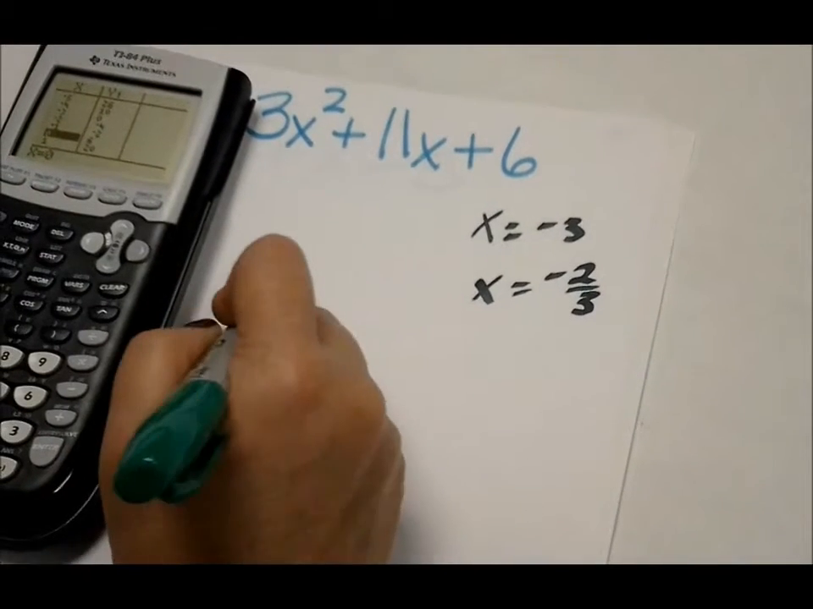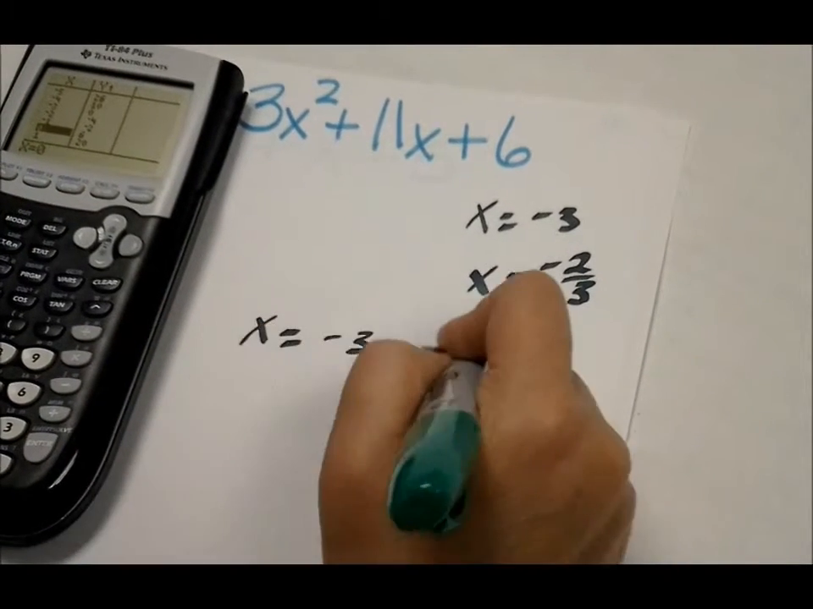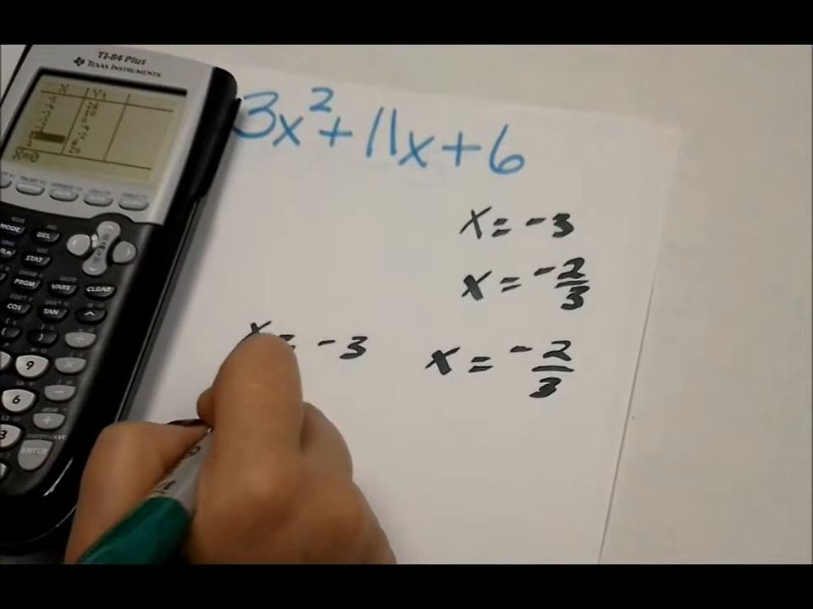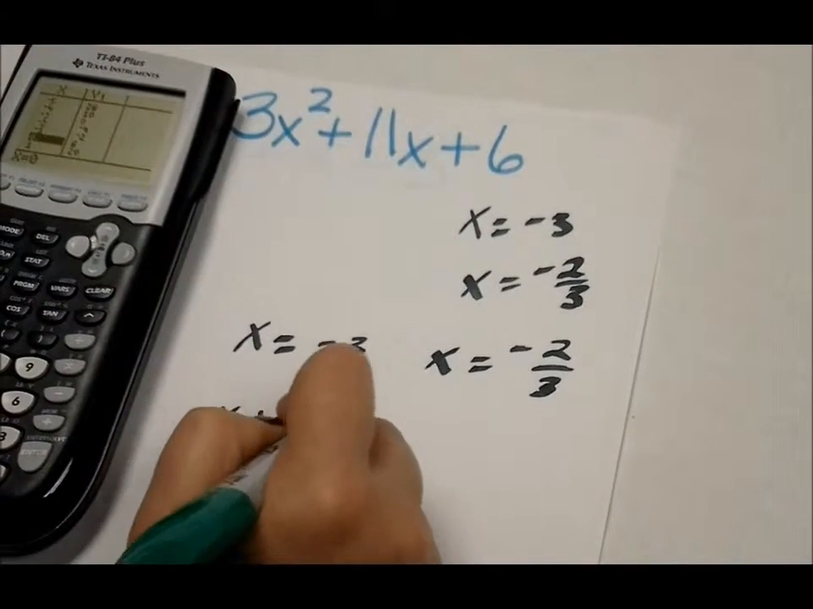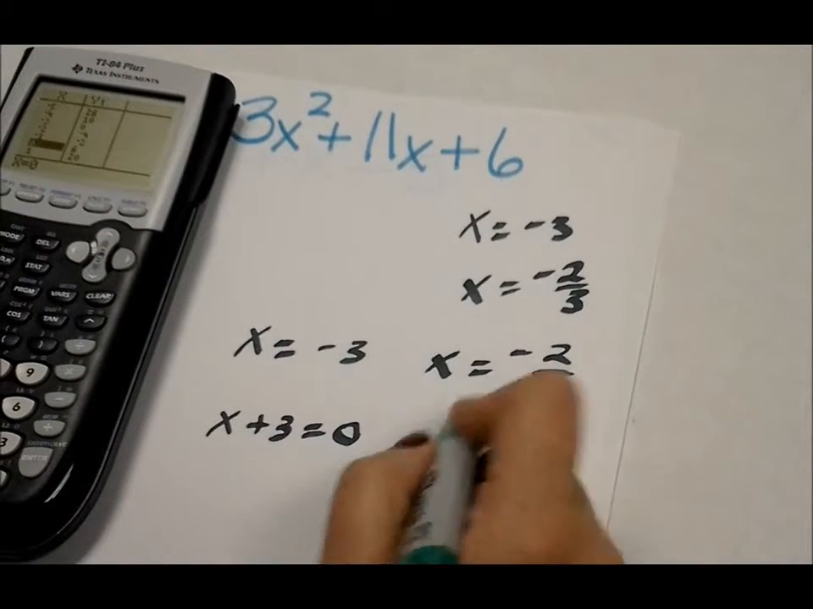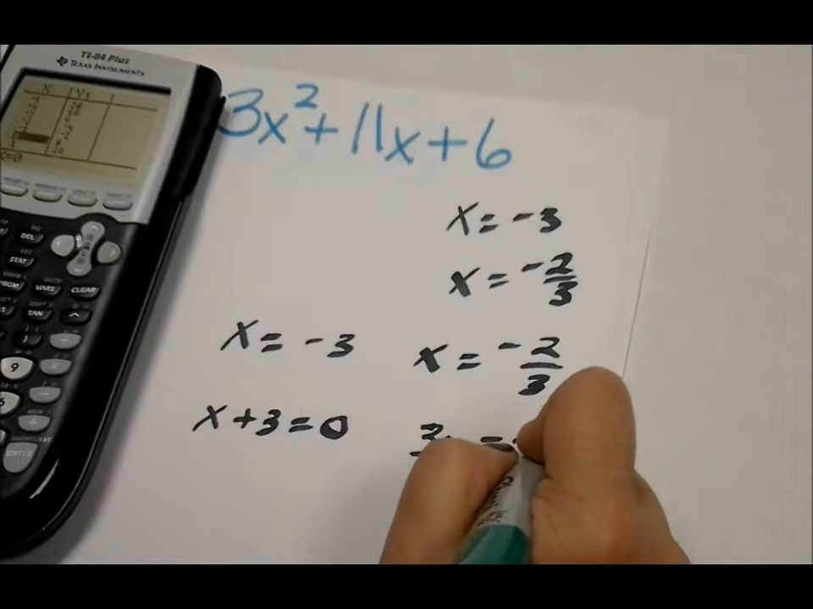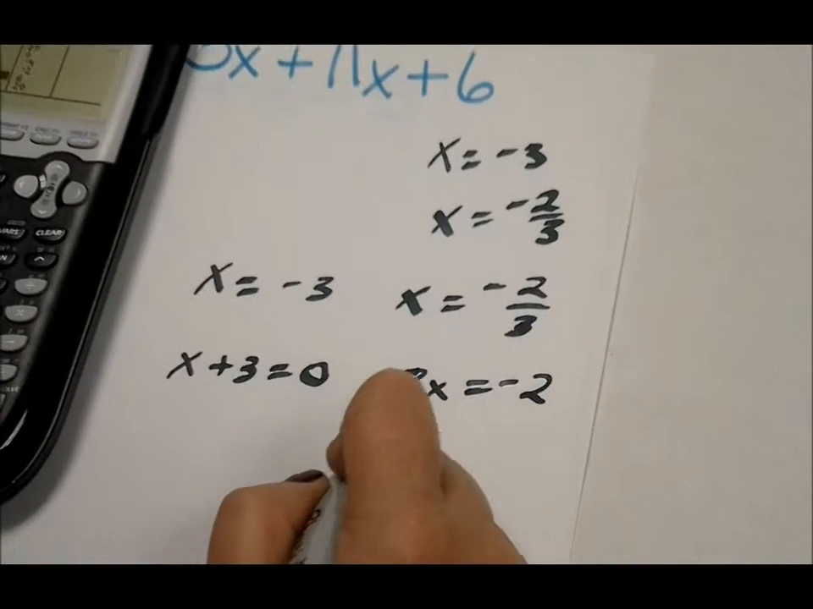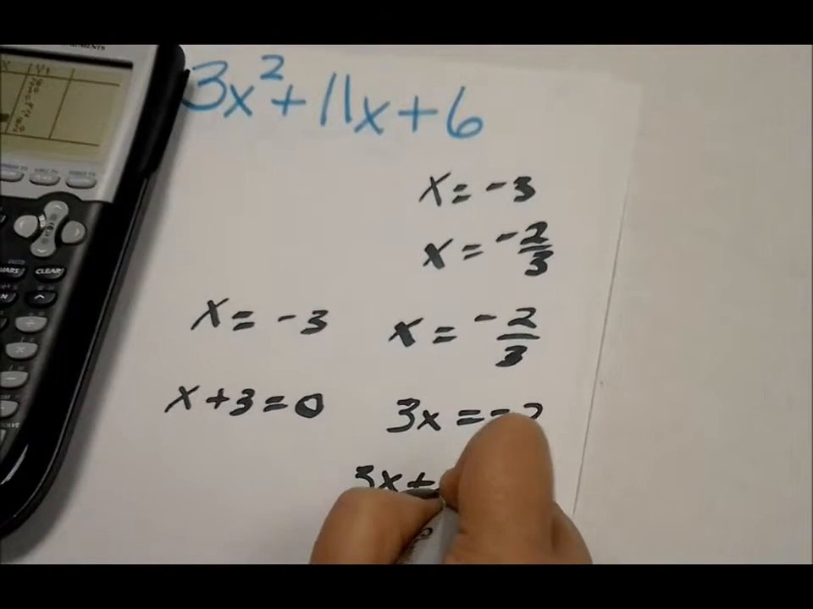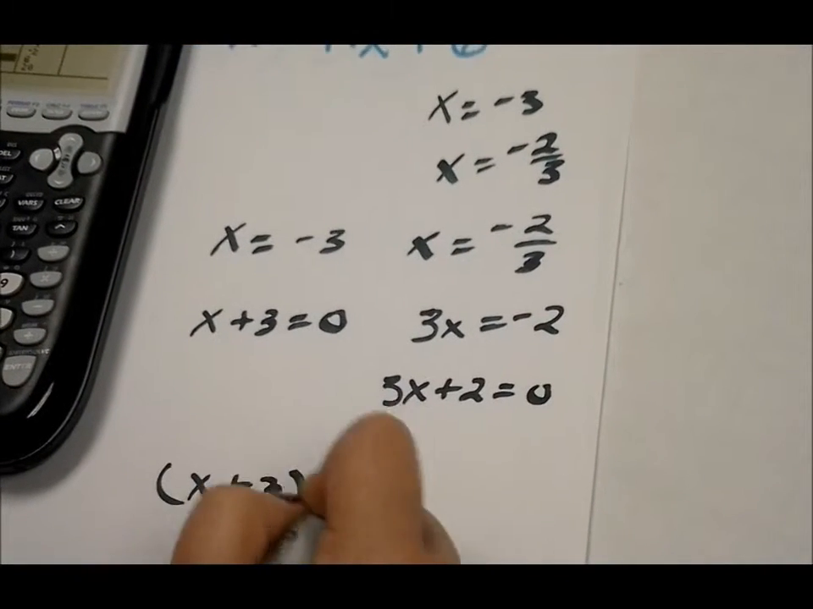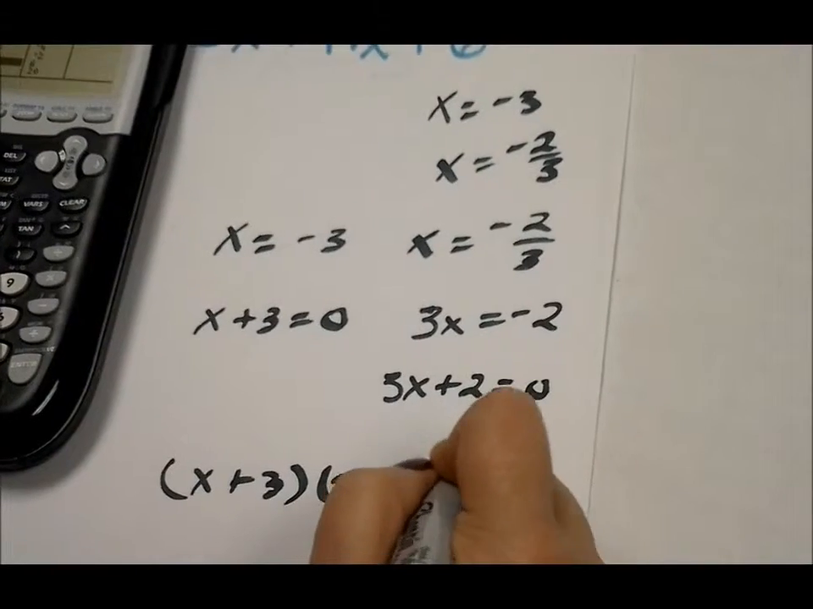So to get my factors, I have x is negative 3, x is negative 2/3. So this tells me x plus 3 is 0 by adding 3 to both sides. I'm going to multiply to get that denominator changed. So I get 3x is negative 2, which when I add my 2, means my factors are x plus 3 and 3x plus 2.